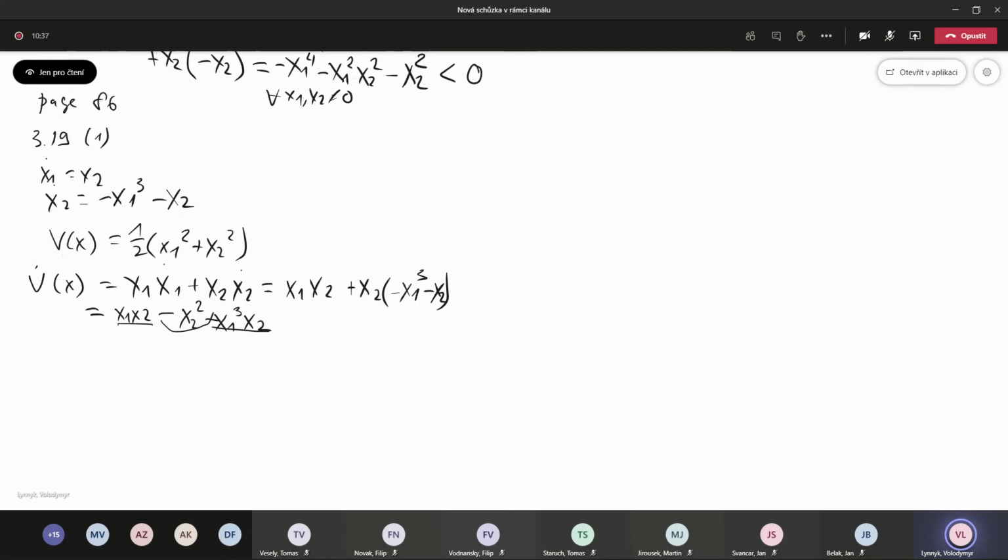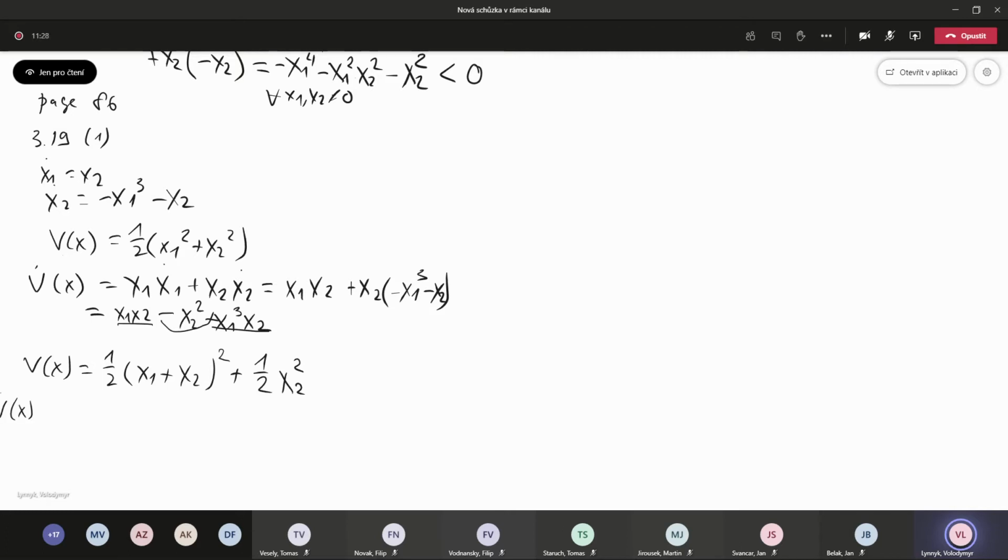Okay, and let's try another Lyapunov function. For example, V(x) equal to one half x1 squared plus x2 squared and plus one half x2 squared. But it's not classical.